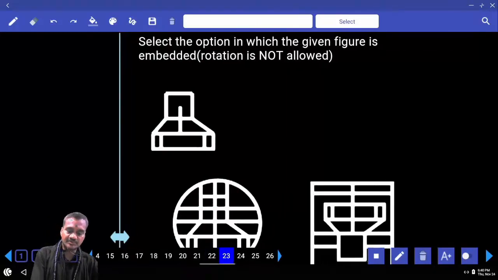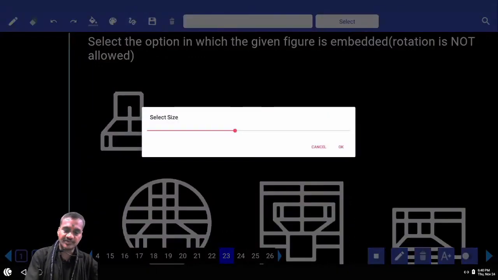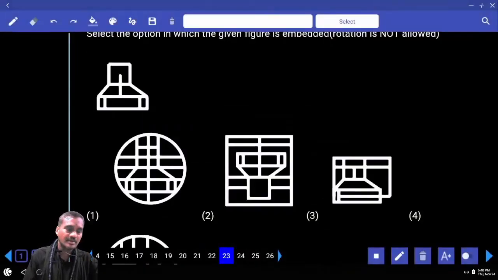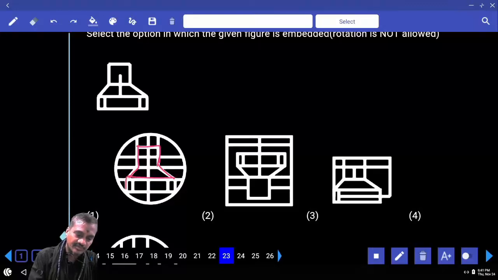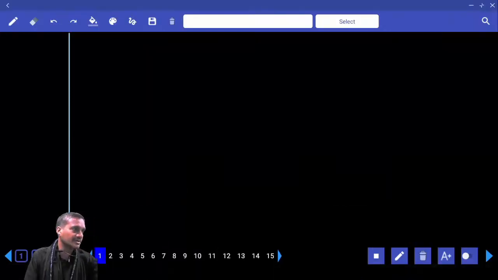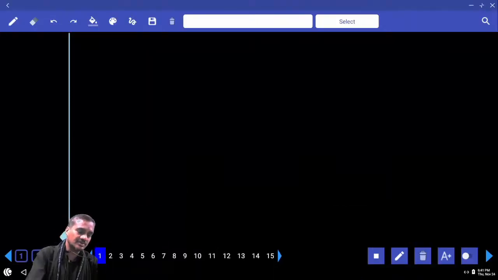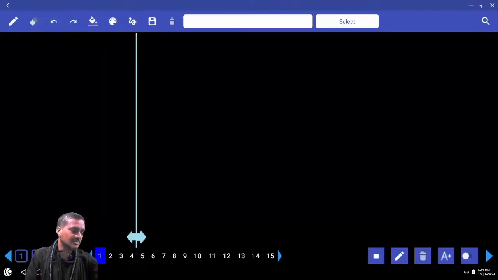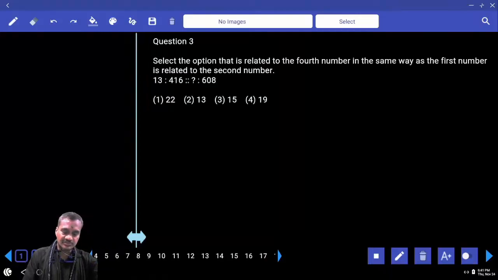Then 23. Now in 23 we need to identify the embedded figure. Now tell me what is the figure that is embedded in this? Now coming from here, make one start here. Now this is the figure we have, on the left hand side, and again we have turned to the right hand side and there is a parallel line over here. Then from here this is a bigger one. Done? Hence what is your answer? Choice 1. Choice 1, question number 23.